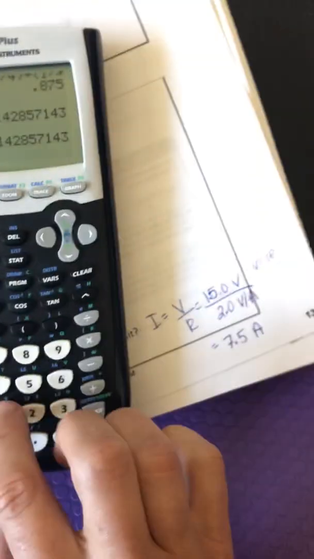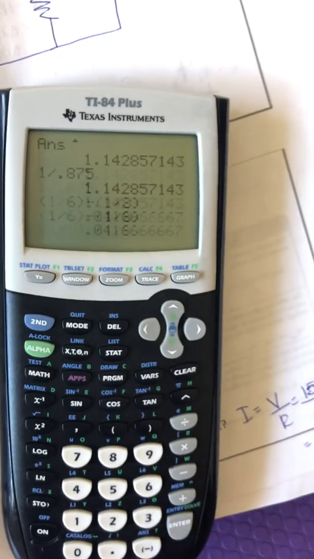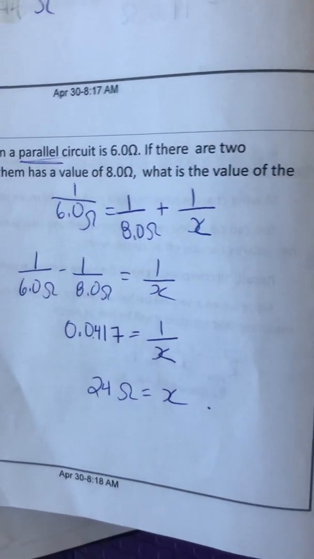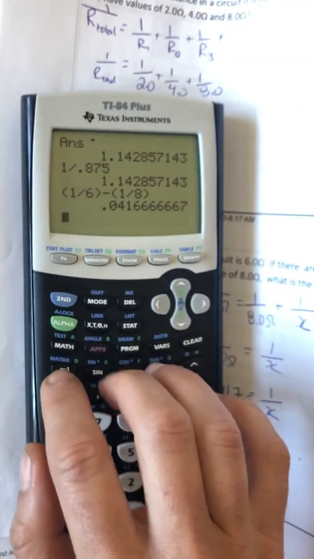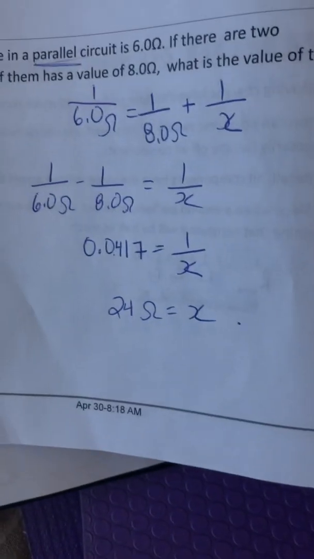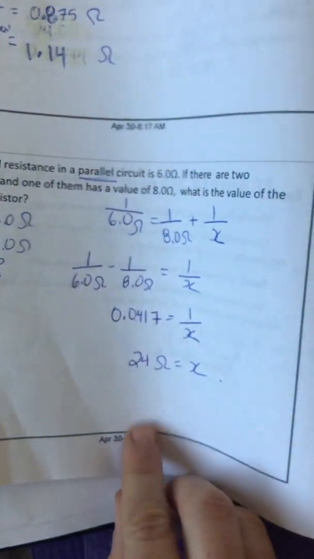So 1 over 6 minus 1 over 8, okay, there we go, gives us a value of 0.0417 over x. Then we just take the inverse of that number, and we get our answer, which is 24 ohms. Because we have 2 significant digits here, we just have 24. We don't have a decimal.